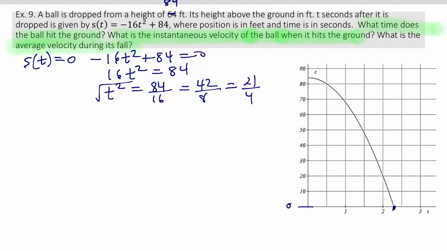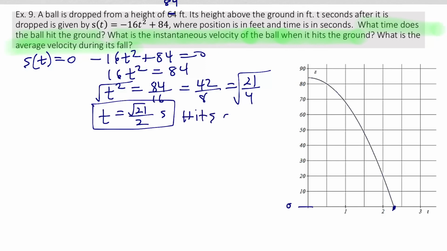So if I take the square root of that, I'll get t is equal to root 21 over root 4, so that would be 2. All right, so this is our time when the ball hits the ground. So that answers the first part. This time over here is root 21 over 2 seconds.